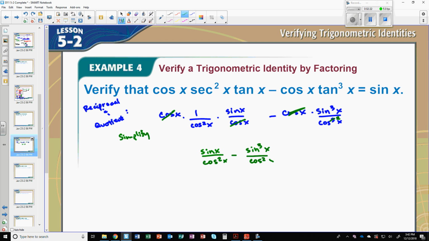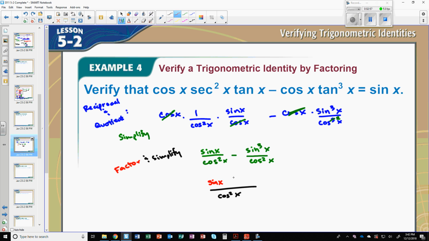cosine squared x. Now we have a common denominator, so I can factor and simplify here, because a common denominator will become one denominator. That'll be cosine squared x. And I can also factor, and the factor part I'll do in red. So we'll factor in red. Factoring, what's common up in the numerator? They both have a sine x. So I could actually pull out the sine x.